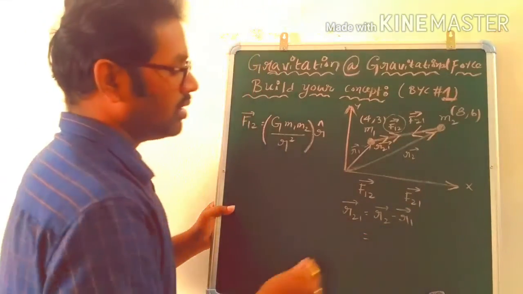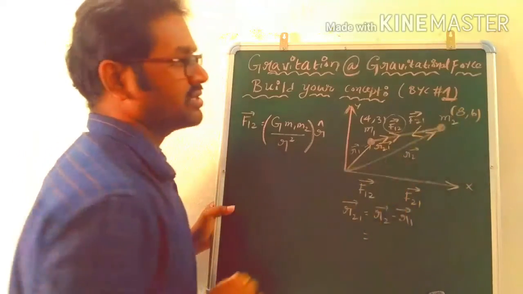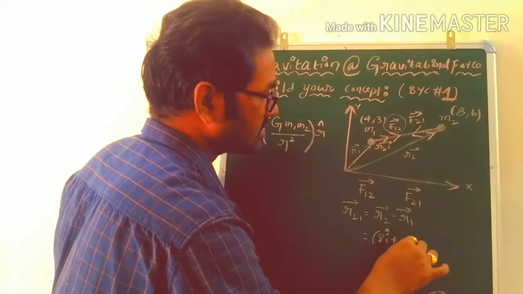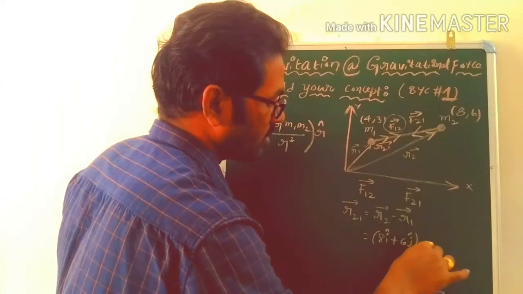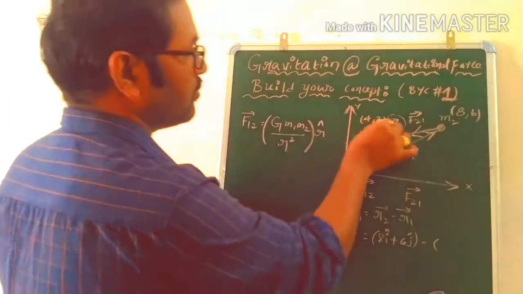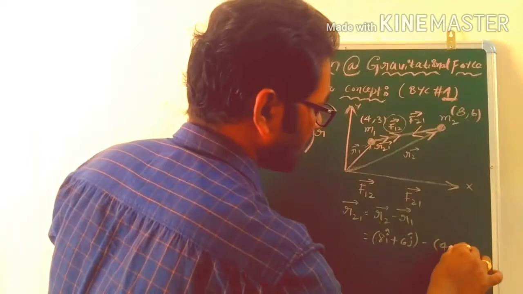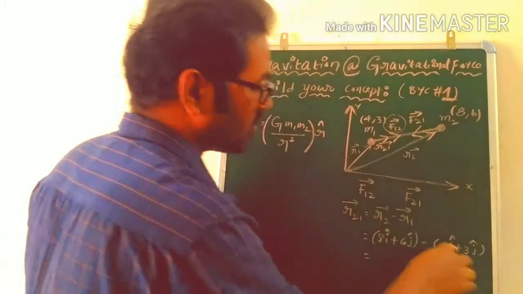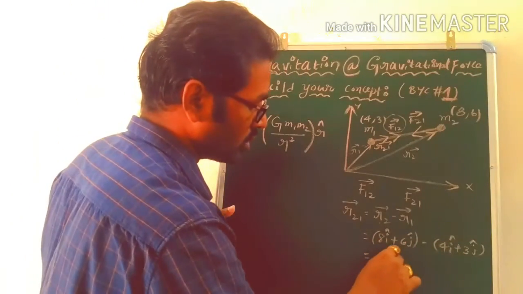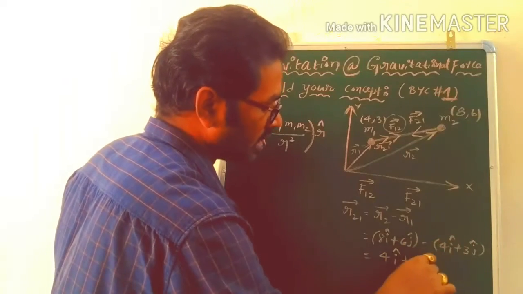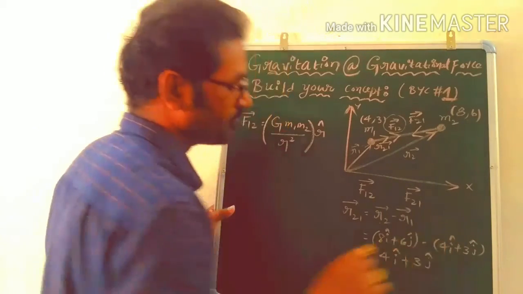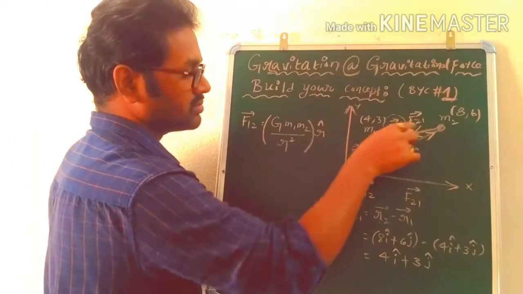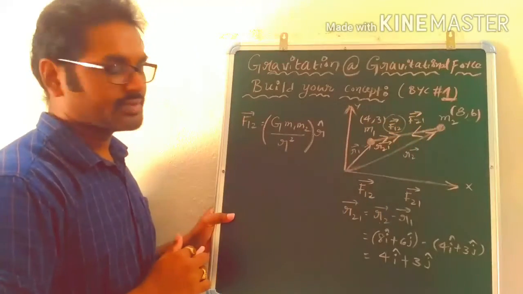and that is equal to R2. With these coordinates, we can write R2 bar as 8 i cap plus 6 j cap minus R1 bar, which with the coordinate of (4, 3) is 4 i cap plus 3 j cap. If you take the difference, 8 minus 4 gives 4 i cap, and 6 minus 3 gives 3 j cap. So for R21 bar we got the length and the direction also.